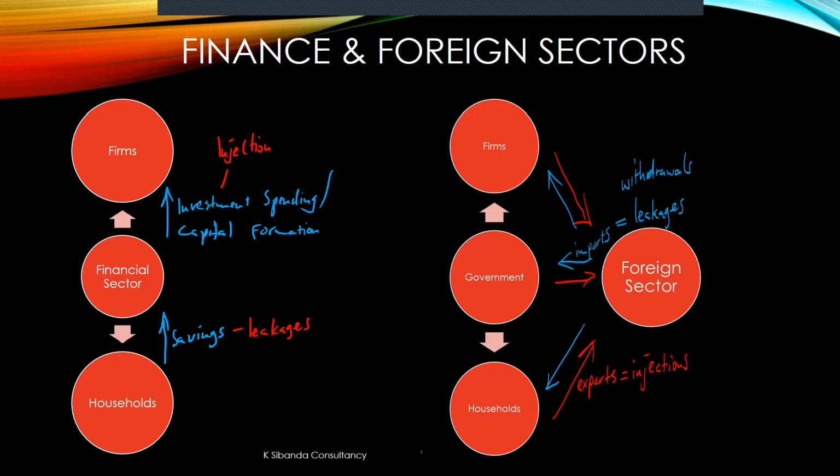Now, when we talk about withdrawals or leakages, we are talking about imports, savings, and taxes. Why are we saying all those things are leakages? It's because it's money that is not coming back into the circular flow of income. So money is going out, it's being withdrawn or withheld, or it's leaking from the circular flow of income.